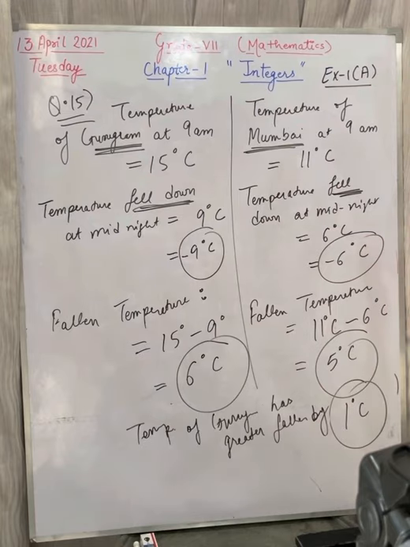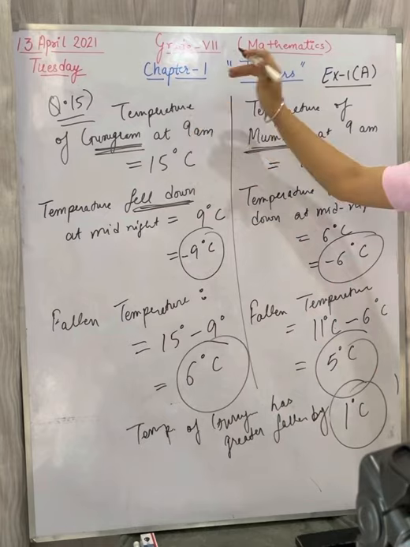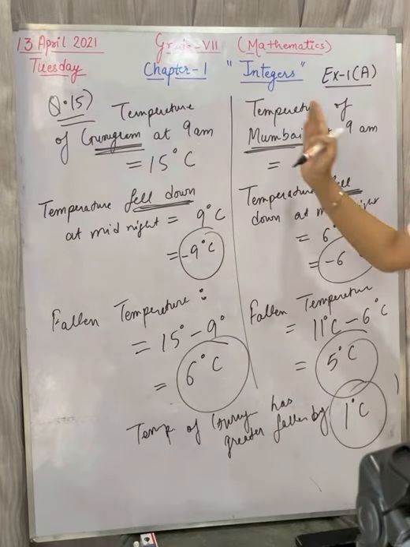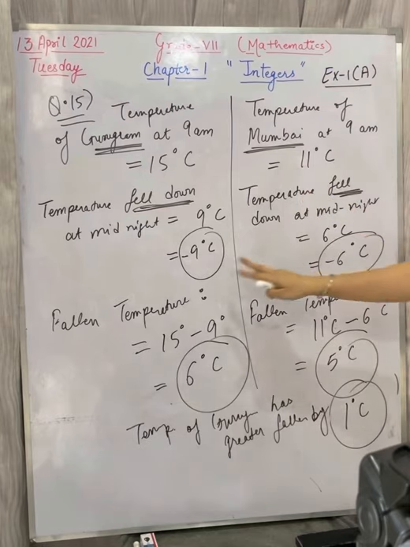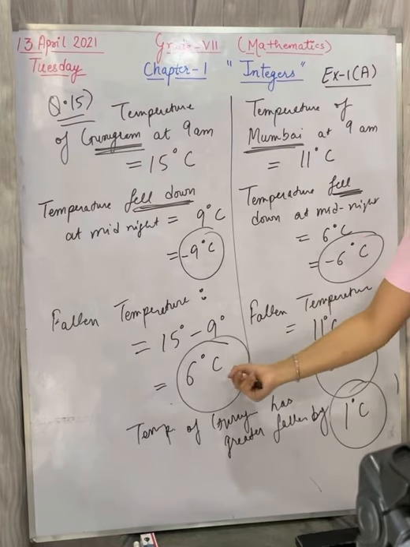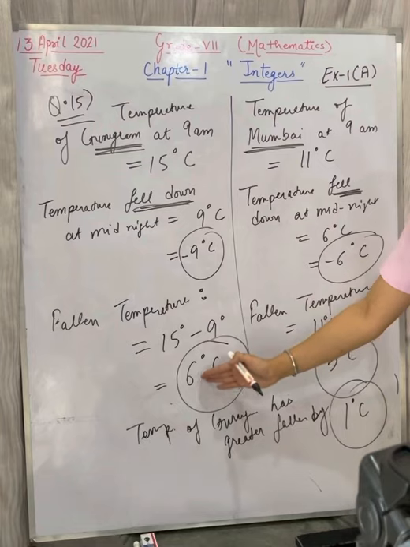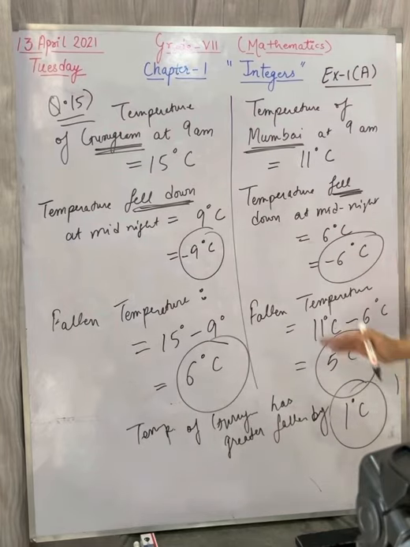Okay, so this was question 15. Here the temperature of one city is given, here another city is given. Do side by side. Find out the difference. Find out whose difference is greater. And then write down whose temperature has fallen greater. Has fallen greater by how much? 6 minus 5, that is 1 degree Celsius.